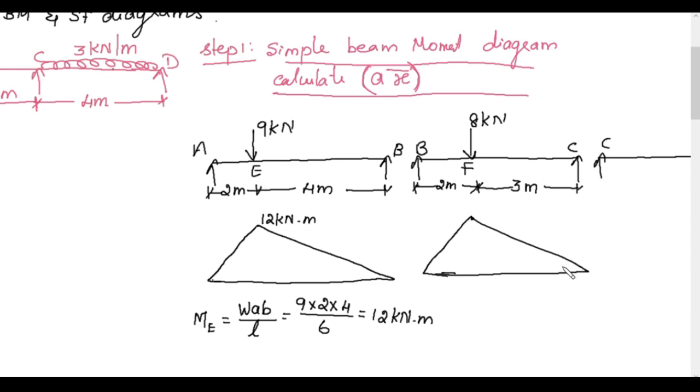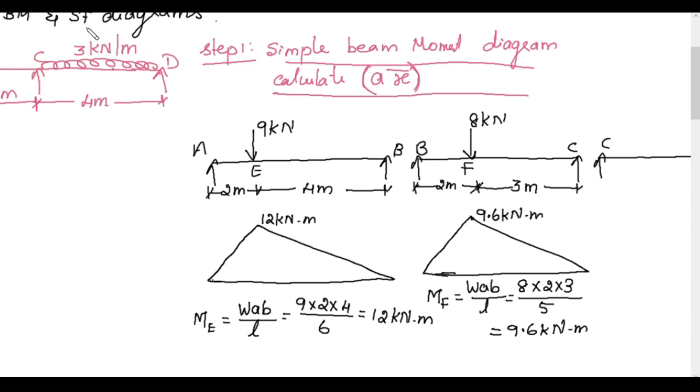So this is how our bending moment for the span BC. How will we find the moment at F? It will be equal to, again the same formula, WAB by L. Here W is 8, A is 2, B is 3 and L is 5. So we get 9.6 kilonewton meter. So this point is 9.6 kilonewton meter.